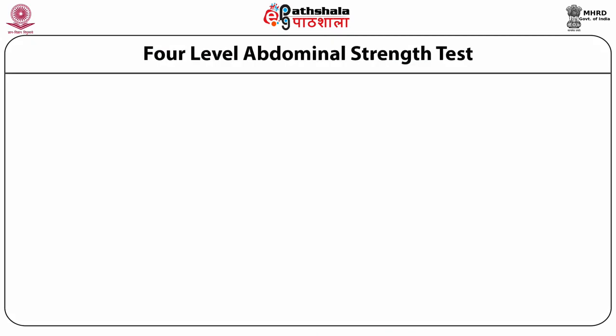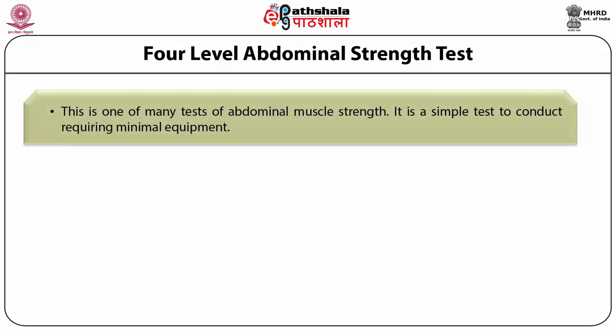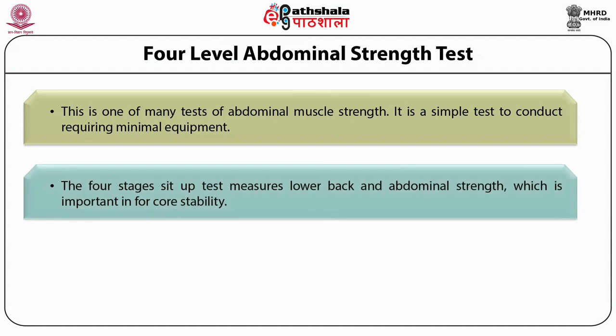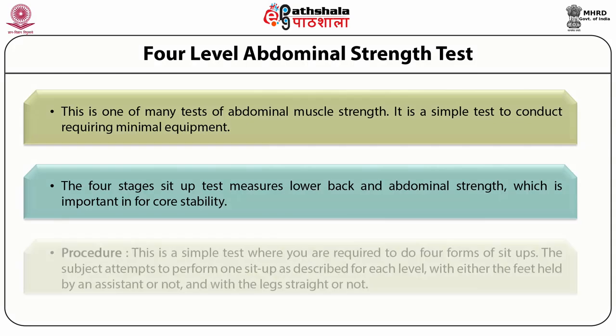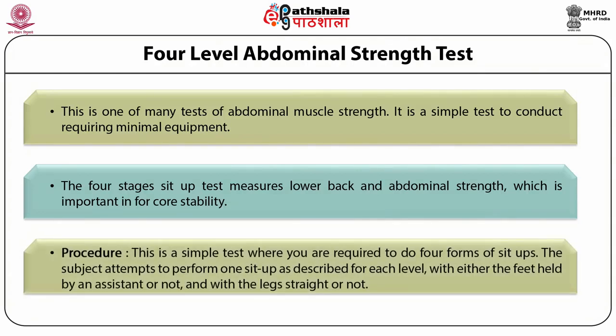4-level abdominal strength test. This is one of many tests of abdominal muscle strength. It is a simple test to conduct, requiring minimal equipment. The objective of this test is as follows: the 4-stage sit-up test measures lower back and abdominal strength, which is important for core stability. The procedure for this test is as follows.